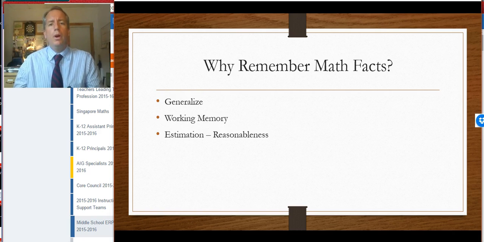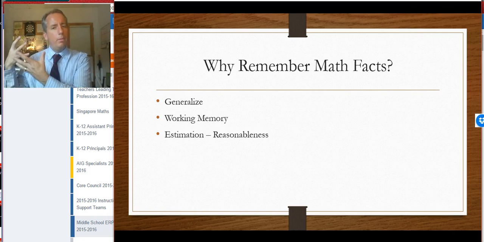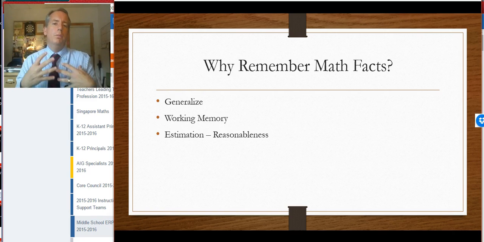So the more automatic we get with our facts, the more easily we can grab that part, that memory, pull it up when we need it, and I can spend my real mental stamina thinking about what the question is actually asking me to do.